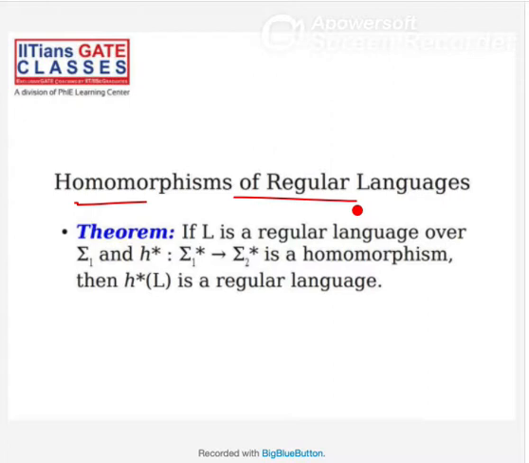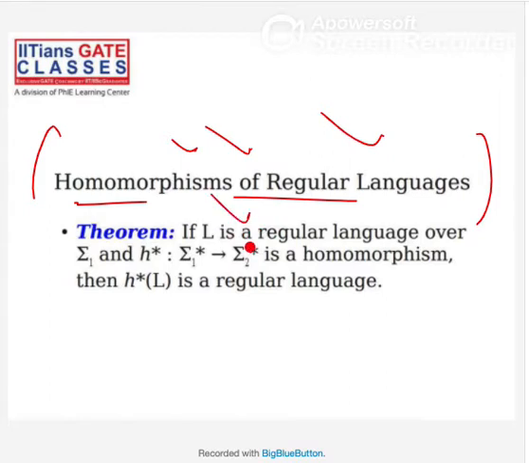So if you have a regular language, okay, and also you have a homomorphism, now if you find the homomorphism of that regular language, remember, the homomorphism of a regular language is also a regular language. So we can say that the set of regular languages is closed under the homomorphism operation. Okay, so there is no requirement to see the proof. The proof is quite long, so there is no need of the proof right now from the GATE exam point of view. Just this result is enough, that the set of regular languages is closed under homomorphism.